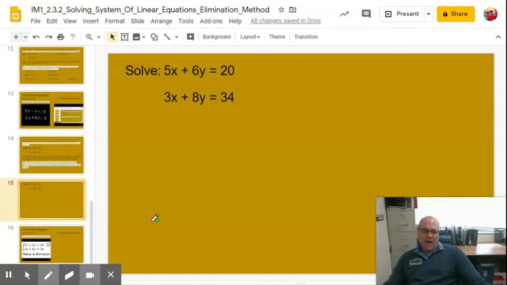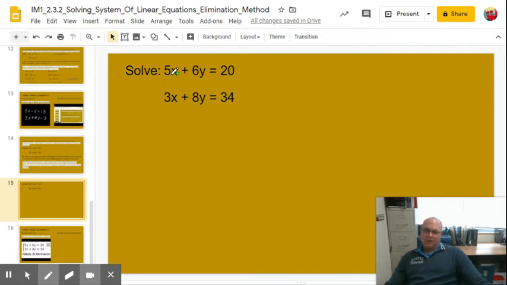All right, this is our last example for solving systems of linear equations using the elimination method. And this is the most challenging situation here. So we have 5x plus 6y equals 20, and we have 3x plus 8y equals 34. We know that this is not good to go. It's not ready to use elimination where we can just add up the equations, because if we add them up, we get 8x plus 14y equals 54. That's not going to help us.